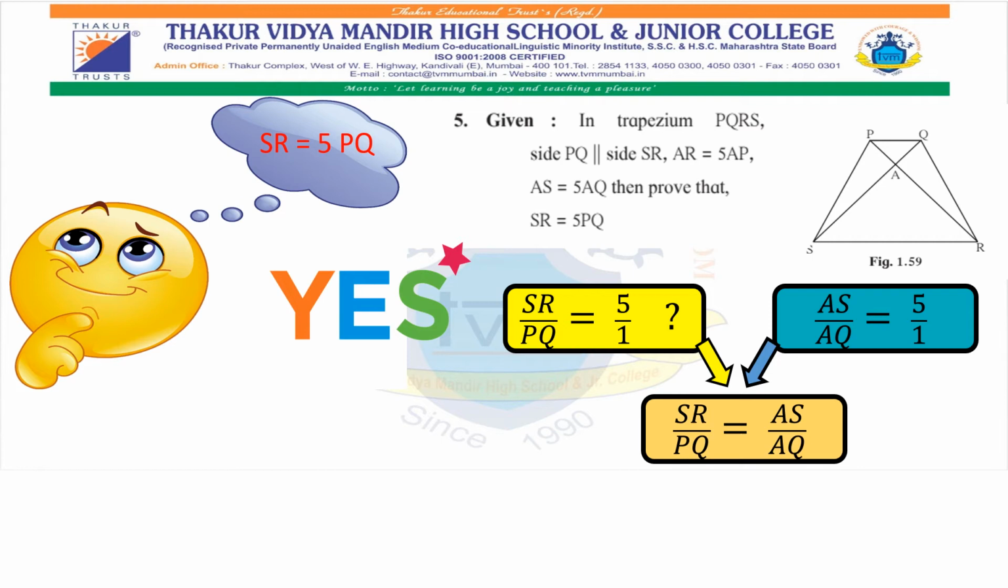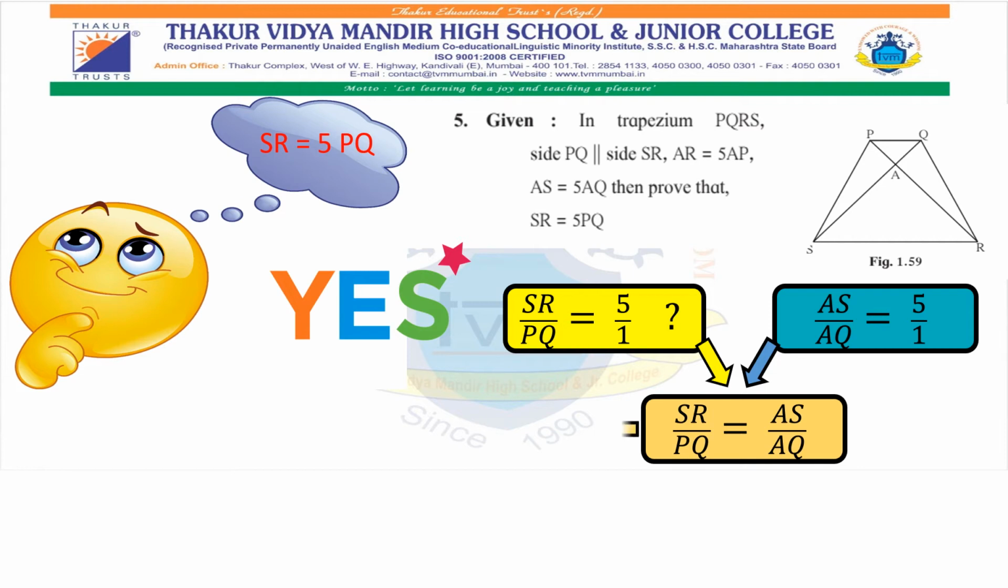If they belong to some triangle, then we'll prove those two triangles similar. How to find out which triangle we have to prove similar? You need to see numerators. You will get the name of one triangle, and if you see the denominators, you will get the name of the second triangle. So if I see the numerators of this ratio, SR and AS, they belong to triangle ARS, and if I see the denominator of these ratios, I'll get PQ and AQ, which belongs to triangle AQP.